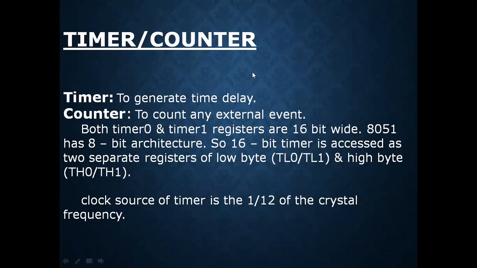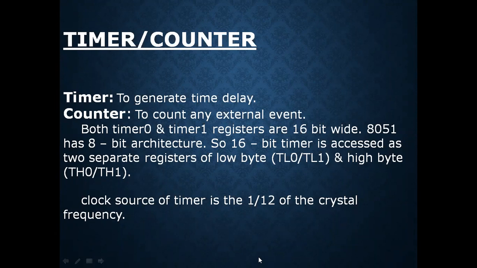And if you can remember the register organization of the 8051, there are two parts of this 16-bit timer or counter register. One is timer 1 high and timer 1 low, and another is timer 0 high and timer 0 low. So that is TL0, TL1, TH0, TH1. This 16-bit timer is accessed through separate registers of low byte and high byte. The clock source of the timer is 1/12 of the crystal frequency.